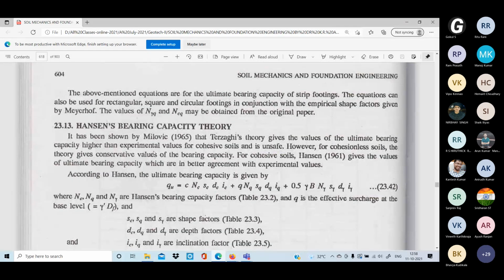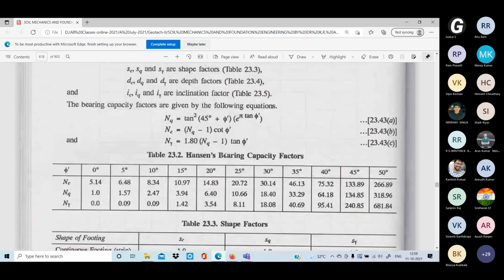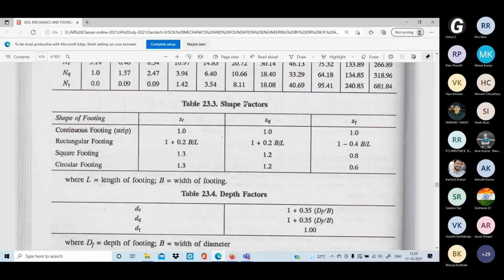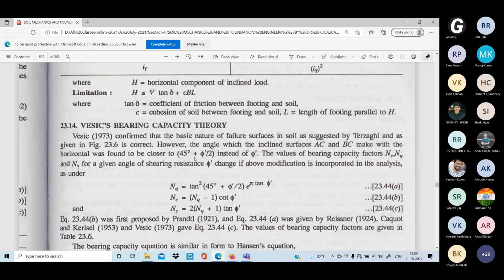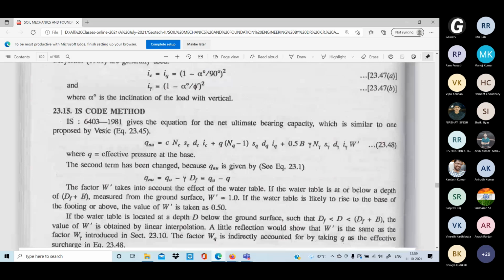What this person has done is, in 1965, he again considered three more parameters: the shape factor, that means any shape we can apply, the depth factor, and the inclination factor if the foundation is inclined and so on. Again a tabular column is given for this one, and slowly Vesic has done it in a similar way, and he has given his own Nc, Nq, and gamma. Only Nc, Nq, and gamma are changing here, and we have copied from Vesic, and finally the IS code has also been given.